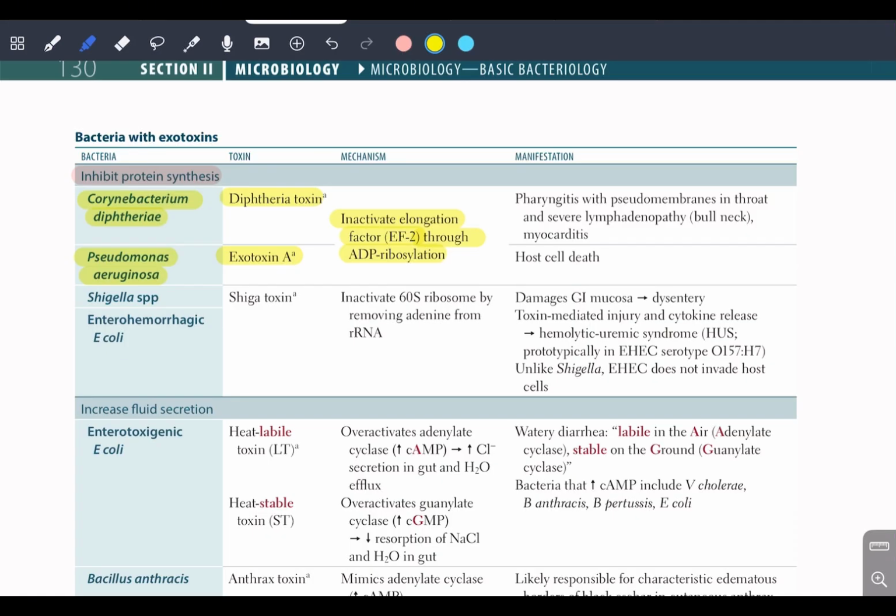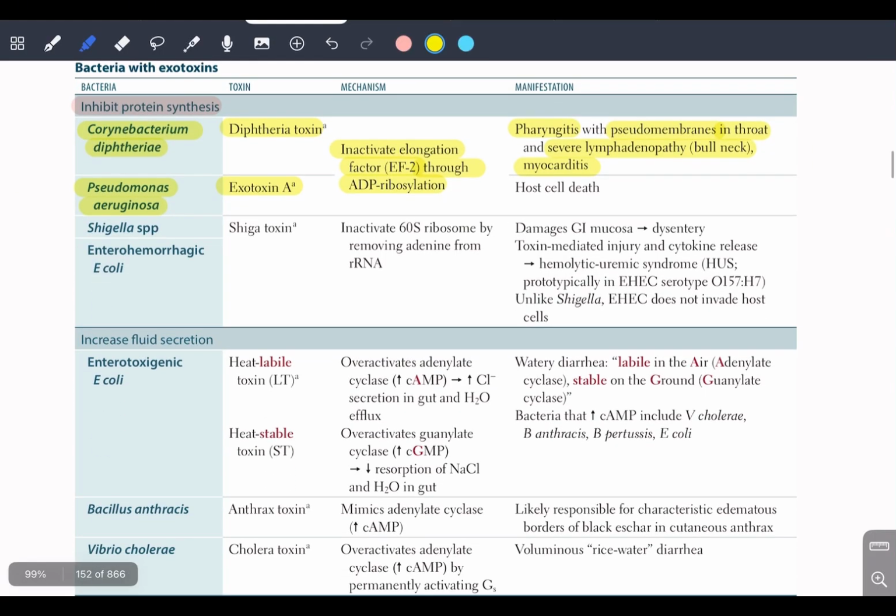Now Corynebacterium diphtheriae produces diphtheria toxin that causes pharyngitis. Remember, that is with pseudomembranes in the throat. If you have seen white pseudomembranes and severe lymphadenopathy, that is called bull neck, and myocarditis. So these problems are caused by Corynebacterium diphtheriae toxin, called diphtheria toxin. Simple name. Remember, pseudomembrane in diphtheria, white membrane in diphtheria, gray type membrane. Then we have Pseudomonas aeruginosa that produces exotoxin A and causes host cell death.